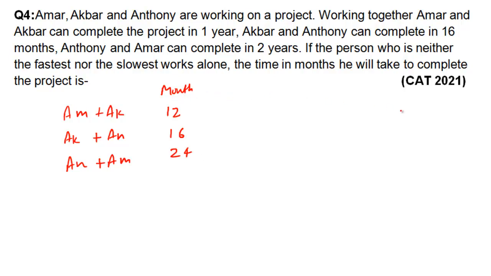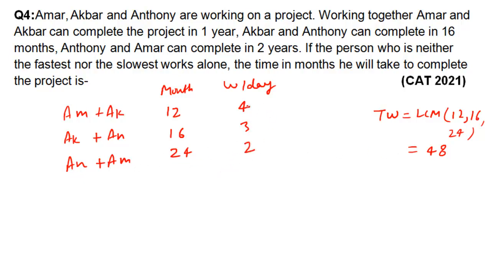But we have to assume the total work. So total work we can assume as the LCM of these numbers 12, 16 and 24. So that will be 48. So we have assumed 48 as the total work. So here I am writing work per day. For Amar plus Akbar it is 48 by 12, so that is 4 work per day. Akbar and Anthony is 48 by 16, 3 work per day, and Anthony plus Amar is 48 by 24, that is 2 work per day.